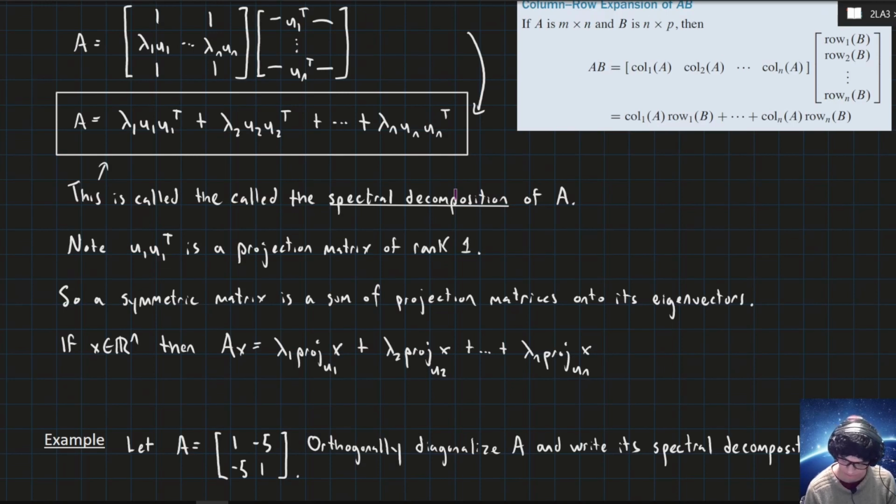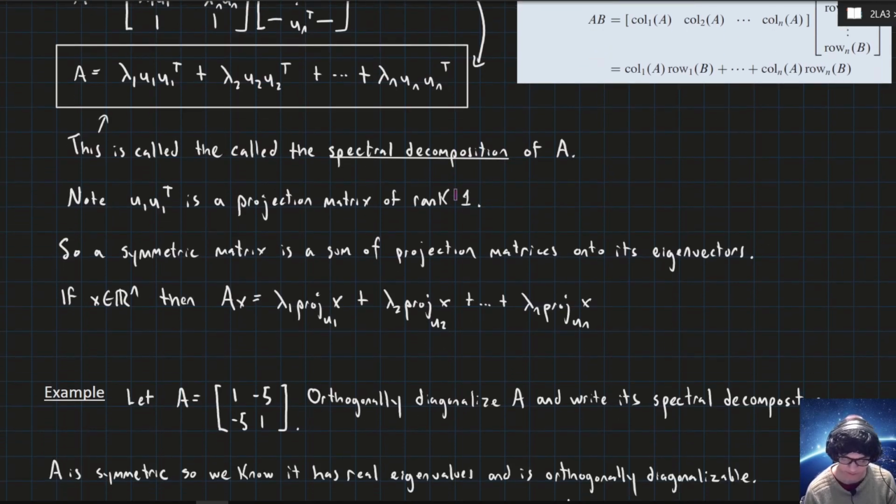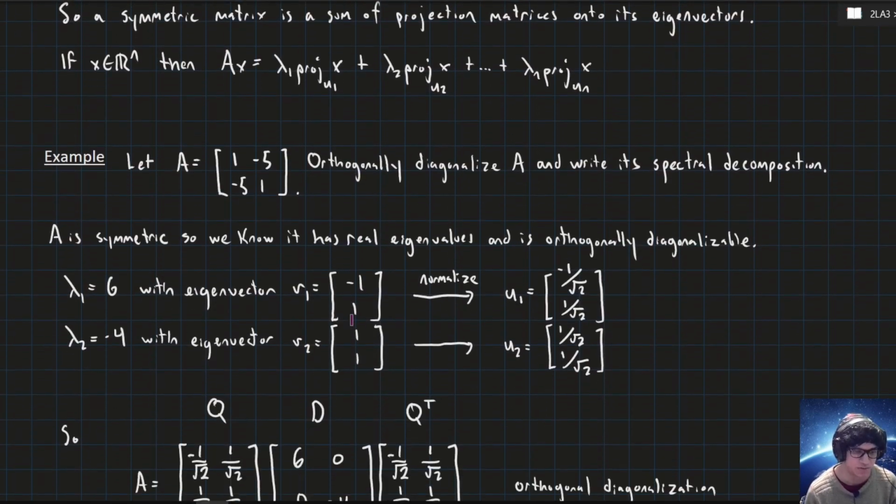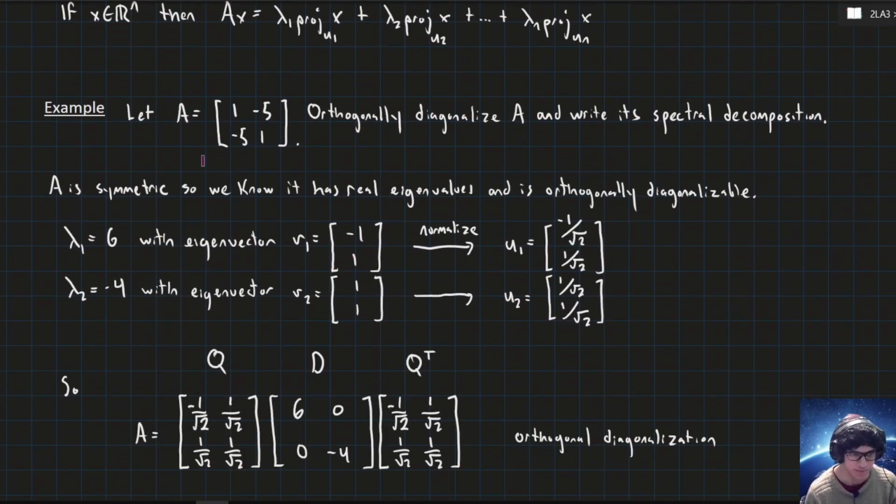Okay, so let's work through an example. Let A be this matrix here. Right away we can tell it's a symmetric matrix. So what does that mean? We know for sure it's orthogonally diagonalizable. We know for sure it has real eigenvalues. So let's diagonalize it and write its spectral decomposition.